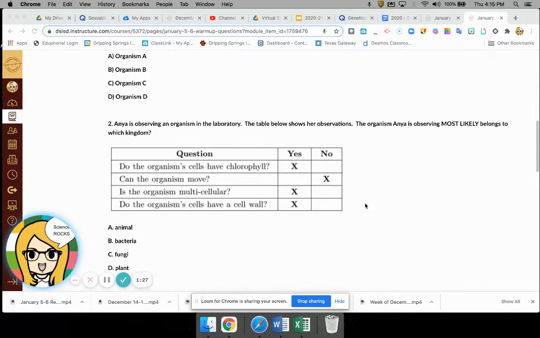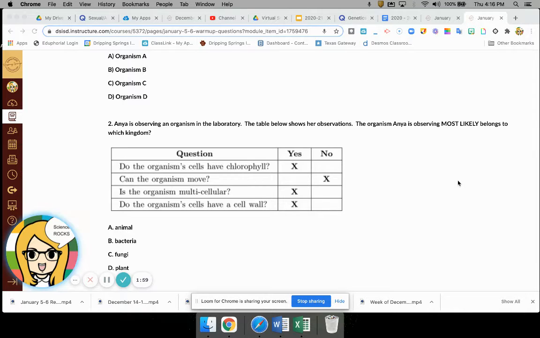The next question, Anya is observing an organism in the laboratory. The table shows her observations. The organism Anya is observing most likely belongs to which kingdom? So if you'll remember back to 6th grade, you had domains and kingdoms, and the domains are bacteria, archaea, and eukarya. Under eukarya, there are 4 kingdoms.